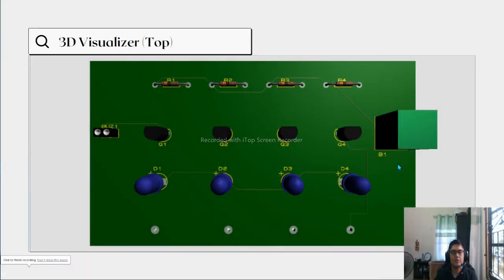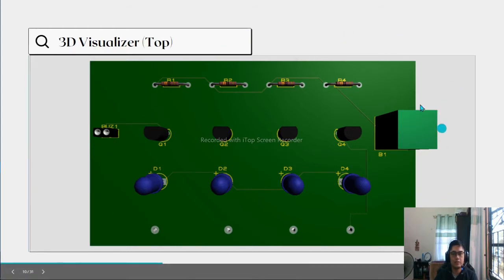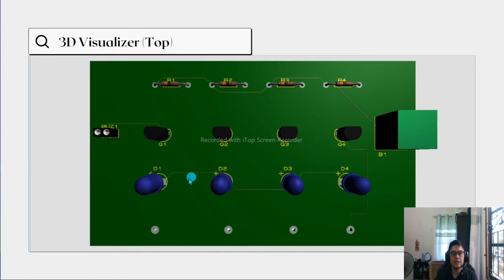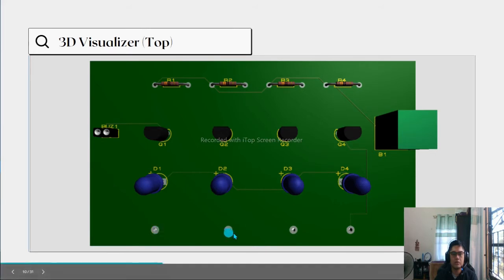Now we will go for the 3D visualizer. So this is from the top view. As you can see here, the transistors, LEDs and resistors have been placed in line to make it tidy. So this is the place where we want to put the buzzer. B1 here represents the battery or the power supply. And these are the 4 holes that I just mentioned.